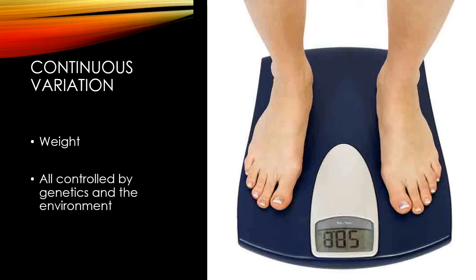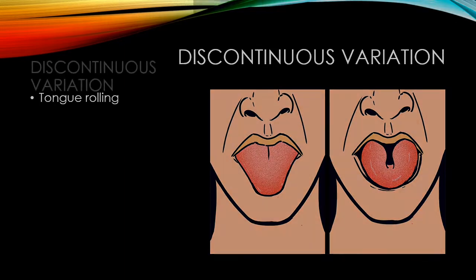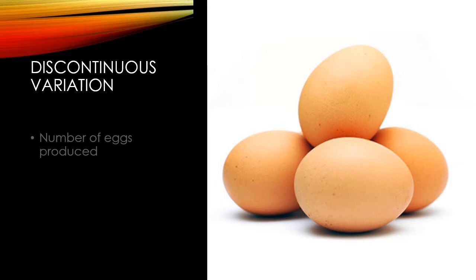Now, discontinuous variation is where you either can do it or you can't do it. We mentioned the example from earlier on, tongue rolling. You either can roll your tongue or else you can't. There's nothing really in between. So tongue rolling is an example of discontinuous variation. Another example might be the number of eggs which a chicken lays. There's not half an egg. There's 4 eggs, there's 3 eggs, there's 2 eggs. There's no middle ground here. So again, there are distinct groups here.